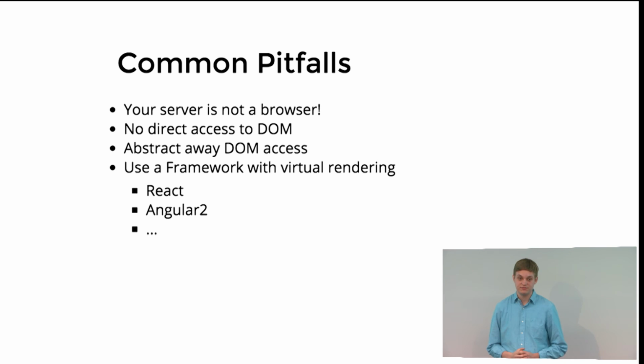So there are some common pitfalls when you're developing an isomorphic application. First thing you always have to keep in mind, your server is not a browser. You don't have window, you don't have jQuery, you don't have any of those things. You're basically manipulating a string. There is no DOM, so you have to have a layer that abstracts away the DOM access so that your components behave the same on the server as on the client. So what I would suggest is use a framework that has a virtual DOM for rendering, something like React, Angular 2. I'm sure many more will follow.